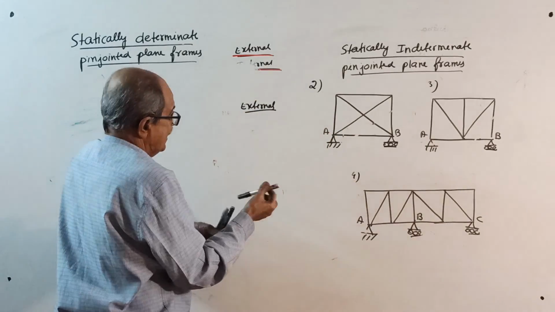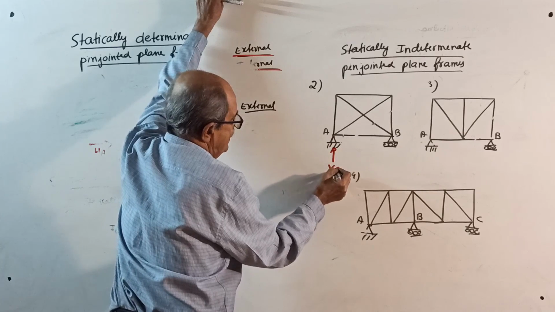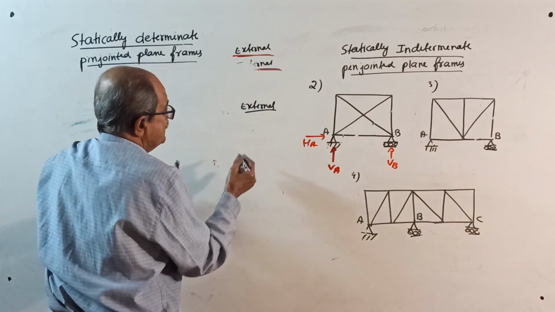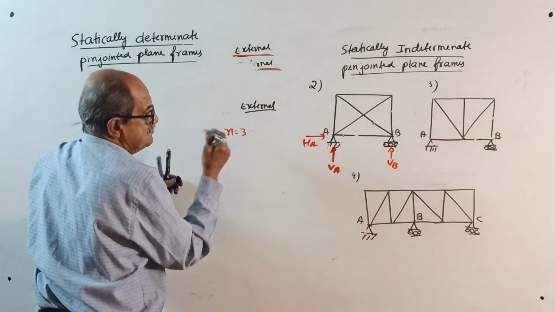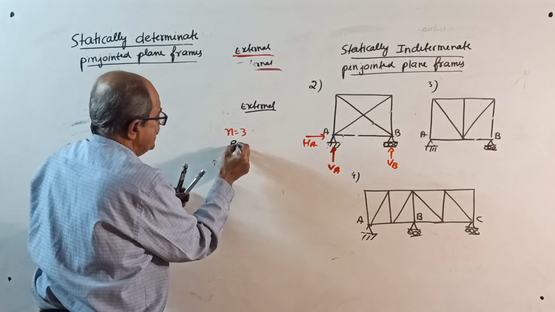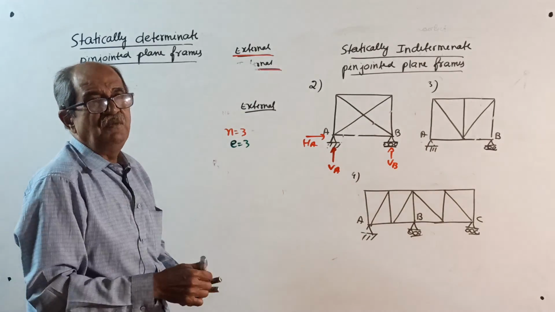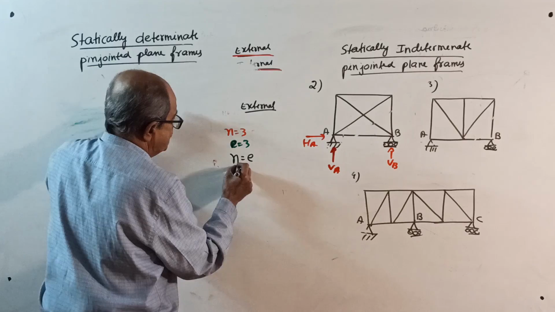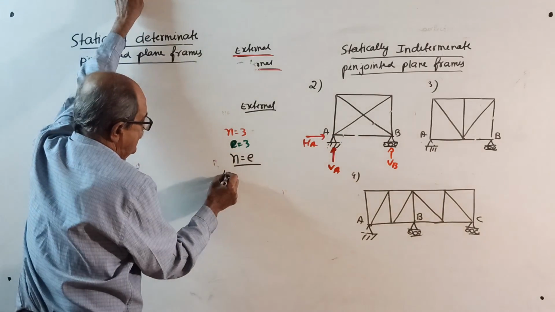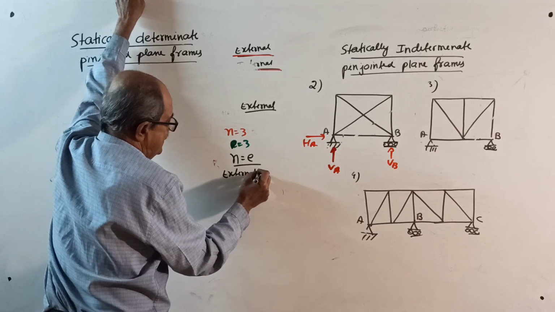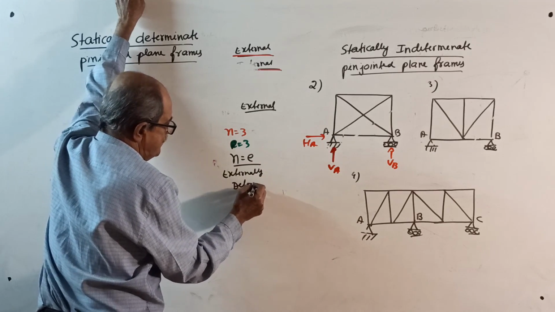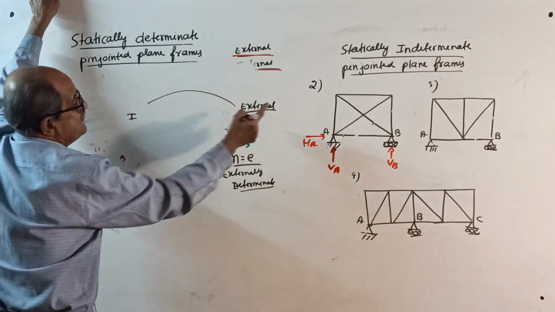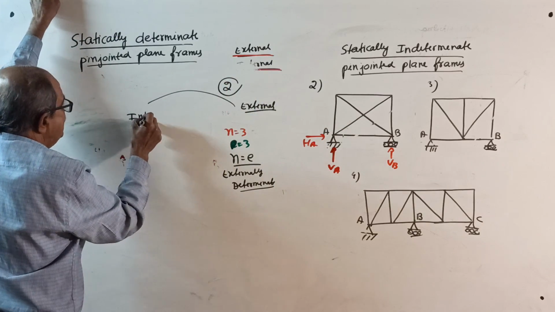External. Mark here: one vertical reaction VA, horizontal reaction HA, and vertical reaction VB. Okay. Externally, the number of unknowns is 3. The number of equations also is 3. Why? Sigma M, sigma V, sigma H. So your number of unknowns equals the number of equations. So this figure 2 is externally determinate. Okay. Leave it. Come to internal. We discuss 2 internal.